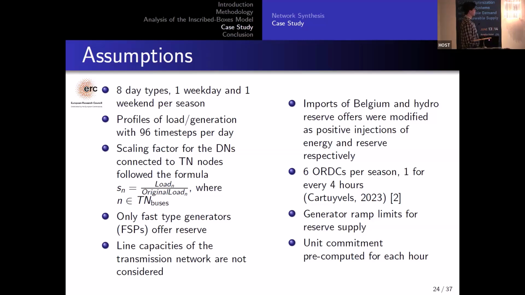We introduced 6 RDCs per season, 1 for every 4 hours. The data was taken from Jacques, who has done extensive work on reserve demand in Belgium. Generator ramp limits were also introduced for reserve supply, and the unit commitment was pre-computed for each hour.